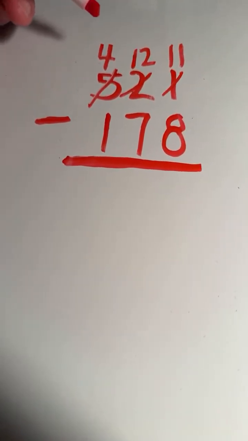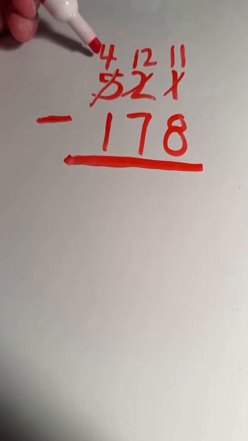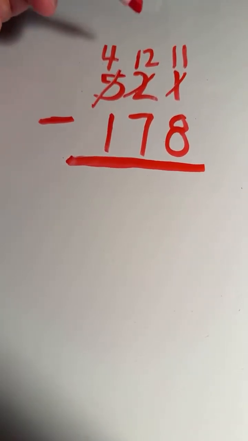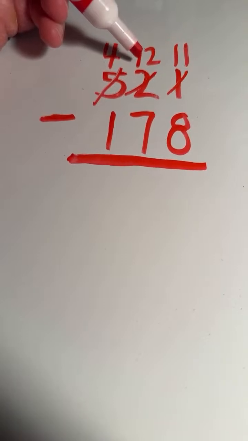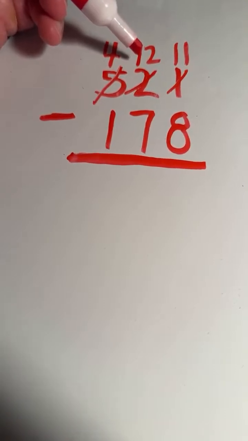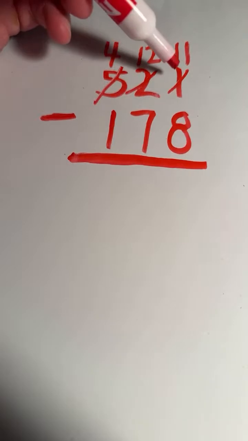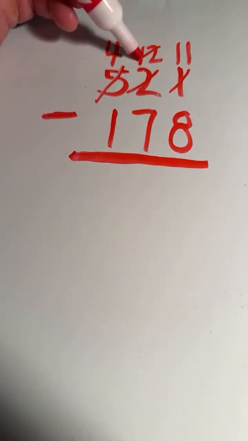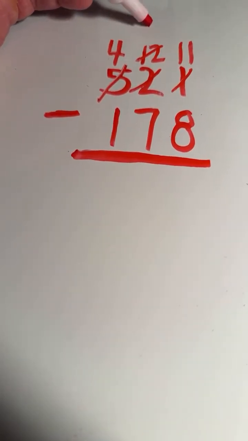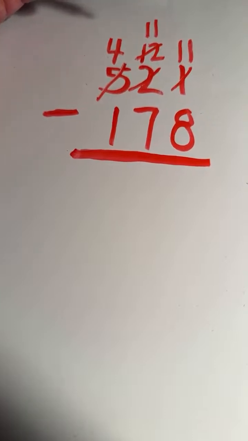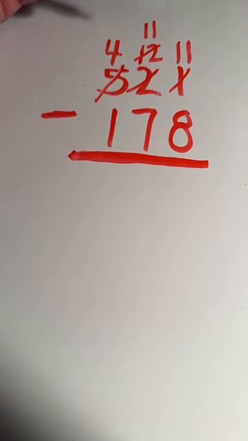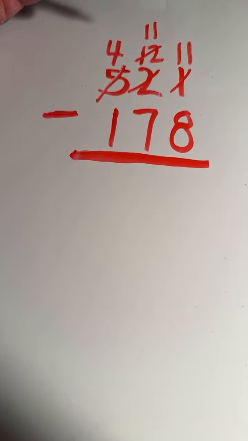Now we took away 1 from the hundreds place to get the 10 that we needed to add to the tens place. To get the 10 we needed to add to the ones place, we have to take away 1 now from the tens place. So that 12 becomes an 11. And now we are ready to subtract.